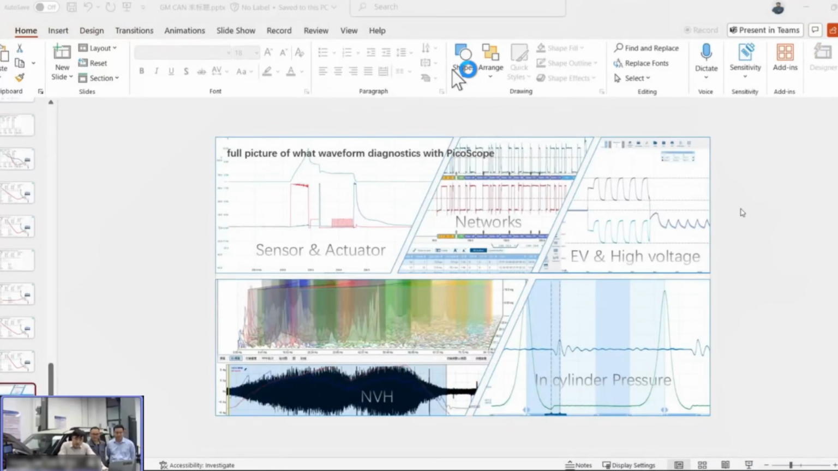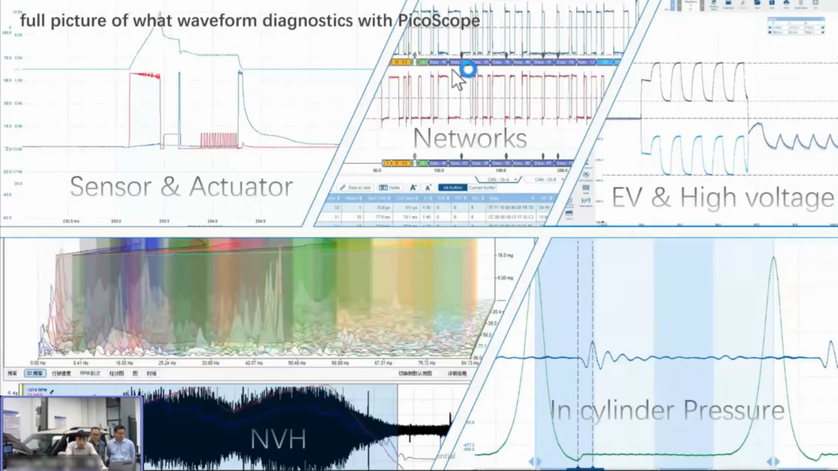I want to give you the full picture of what waveform diagnostics with PicoScope can actually cover. Because once you understand the scope of this tool, you will start seeing opportunities to use it everywhere. The first area is the electrical signals, the sensors and the actuators. This is where most people start with an oscilloscope.